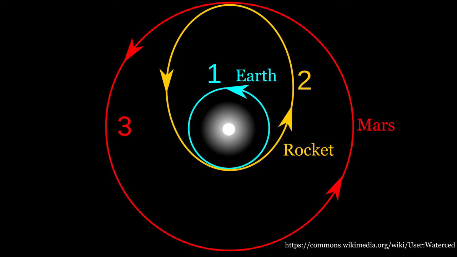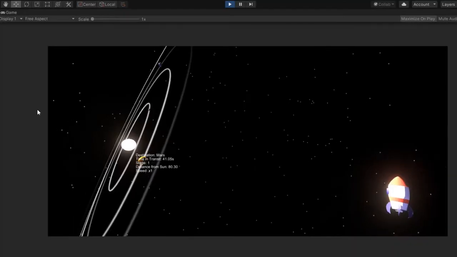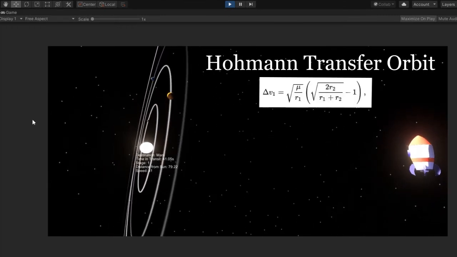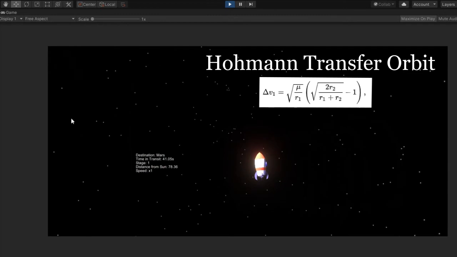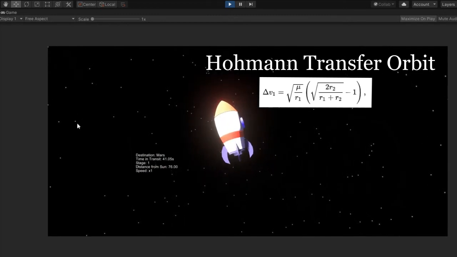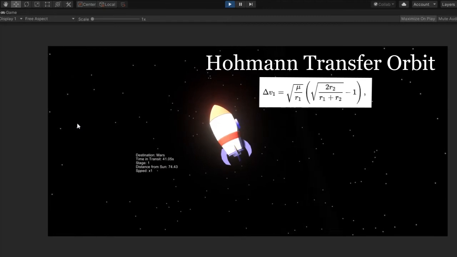Hence, we can create an elliptical path for the rocket that will make its perihelion, or closest distance to the Sun, at the Earth, and its aphelion, or furthest distance from the Sun, at Mars. This kind of orbit is called a Hohmann transfer orbit, and it is a straightforward calculation. In order to achieve this orbit, the calculated delta V, or change in velocity, must be added to the spacecraft.